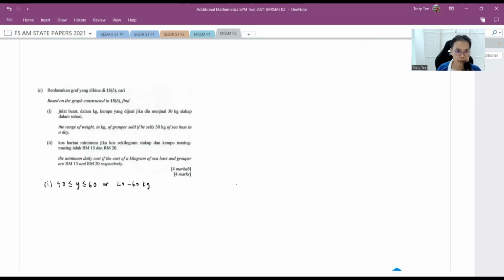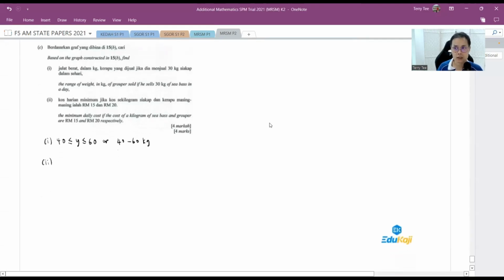All right, next, Roman 2. The minimum daily cost, if the cost of a kilogram of sea bass and a grouper are 15 ringgit and 20 ringgit respectively. So here we have to form an objective function representing the cost. So we say 15x plus 20y equals k. k is your cost. You can use the letter C for cost if you like. The main thing is to draw or sketch a line that represents this cost function.